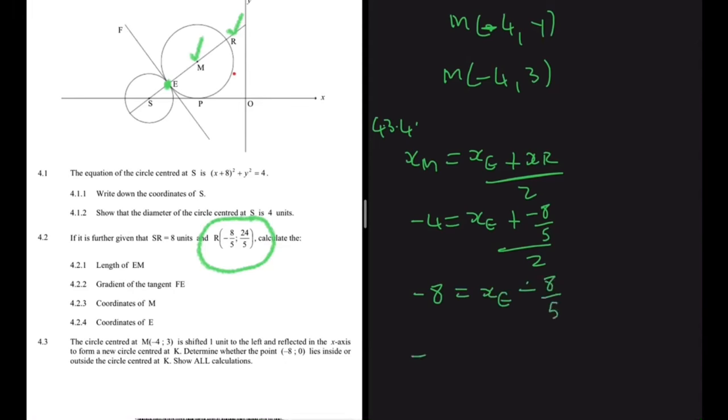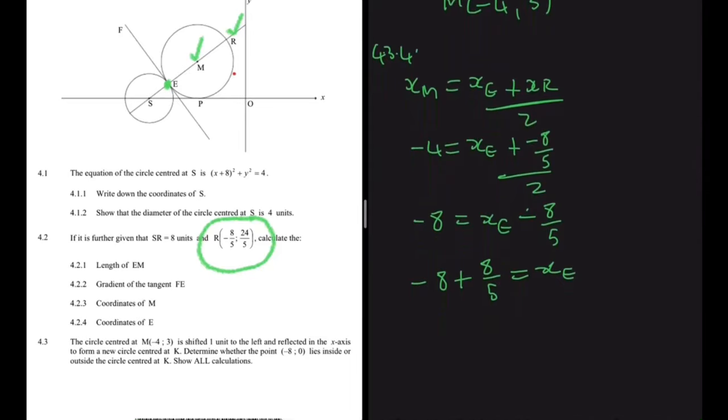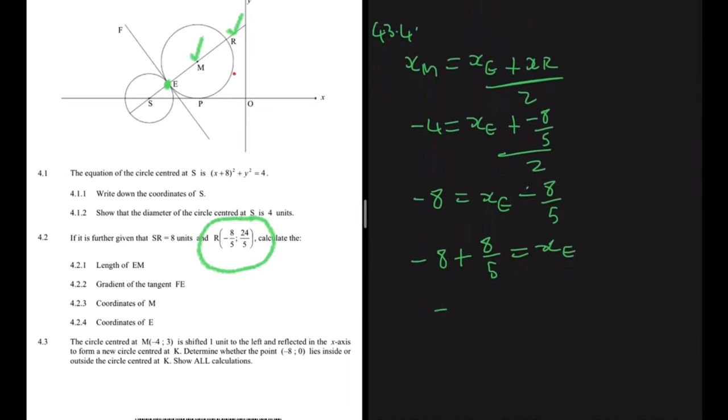So minus 8 plus 8 divided by 5 is equal to x of E. And then if you put that on your machine, you will get an x of E, which is equal to minus 32 divided by 5. So we have x of E being equal to minus 32 divided by 5.